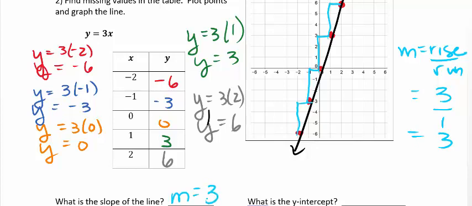And the y-intercept is where this line crosses the y-axis. The y-axis is right here. Here's the point where it crosses. It's always where x is 0.